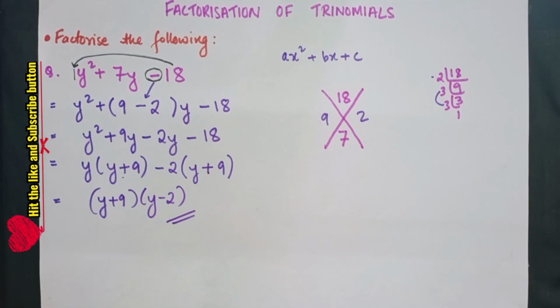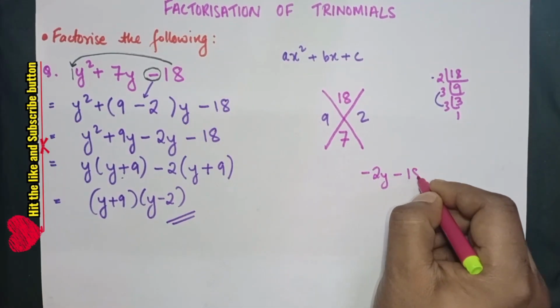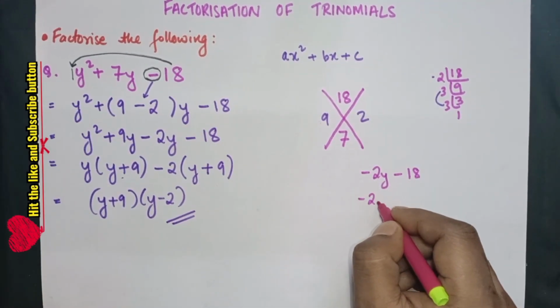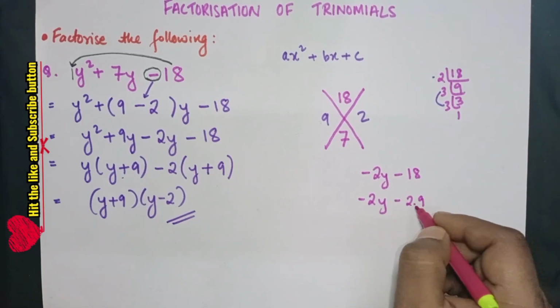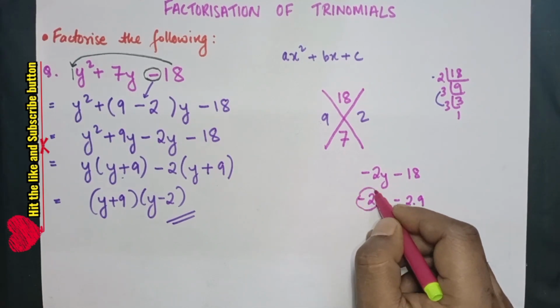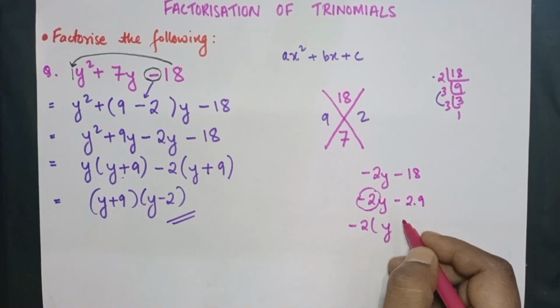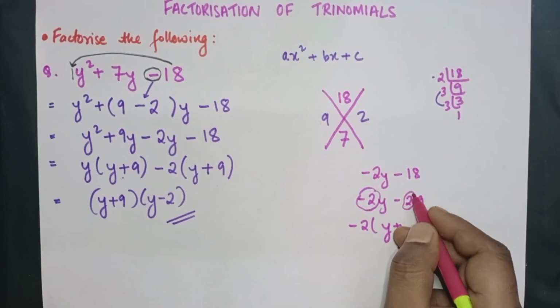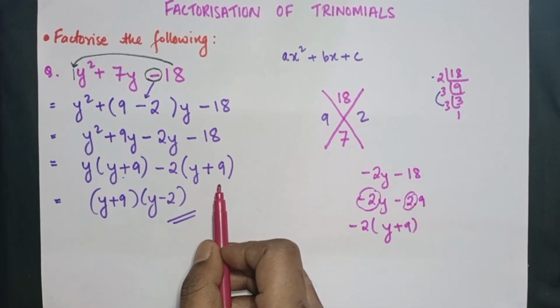Hope you are clear with this. Okay, I'll show you this common. What you have on this side is minus 2y minus 18. I can write this as minus 2y minus 2 nines, since 2 nines are 18. You can see what is matching: minus 2 is there, and on this side also minus 2. So when I take minus 2 common, the minus on y will change to plus, and this 2 I have already taken out, so what is left over is 9. So y plus 9.